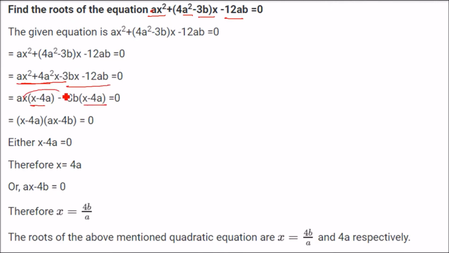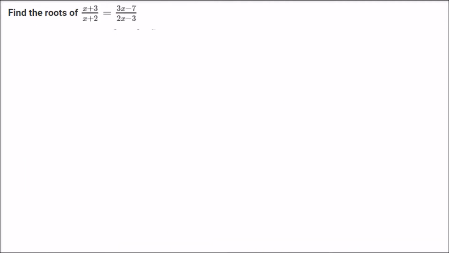x minus 4a. So ax minus 3b and x minus 4a. This gives you x equal to 3b by a. This gives you x equal to 4a. So 3b by a. Please remember. So 3b by a and this 4a are the roots of this equation.